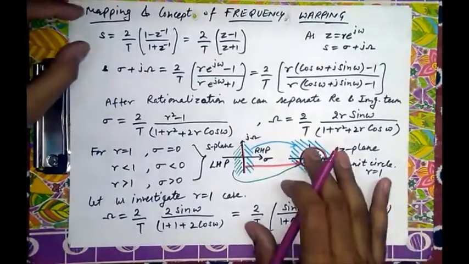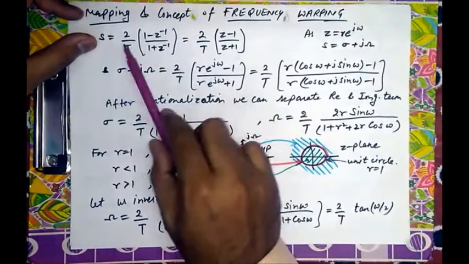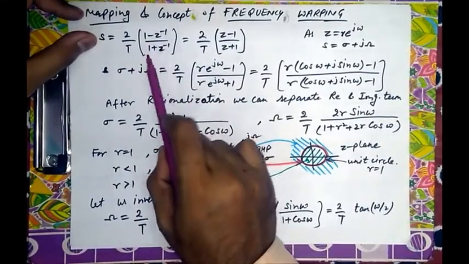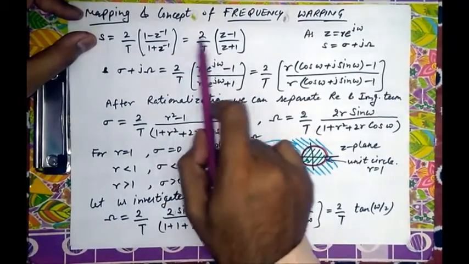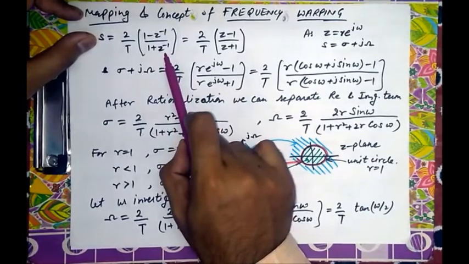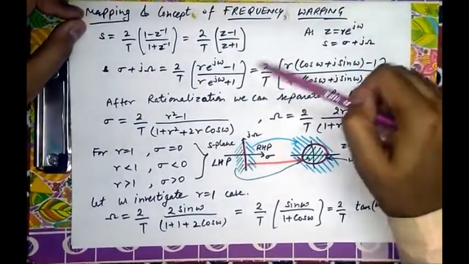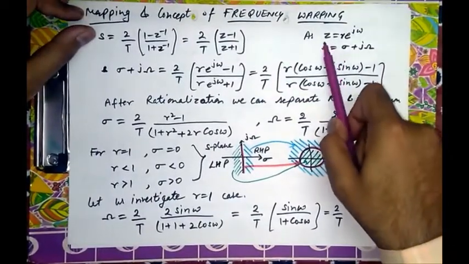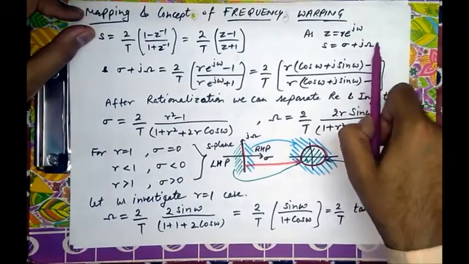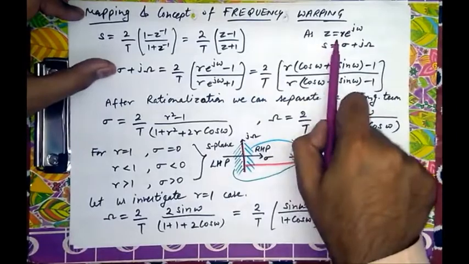Again, the mapping concept and frequency warping in bilinear transformation. We know that s is equal to 2 by T, from the last expression, (1 minus z inverse) upon (1 plus z inverse). Further it can be written as (z minus 1) upon (z plus 1), since z inverse is 1 upon z. You can put it here, and you have this equation also. And you know from the identity that z is equal to r e raised to the power j omega, and s is equal to sigma plus j Omega, for the complex plane, analog filter and digital filter, and the z plane.